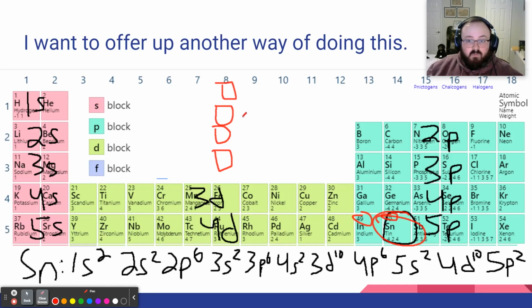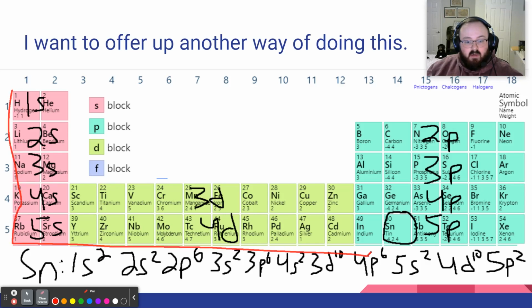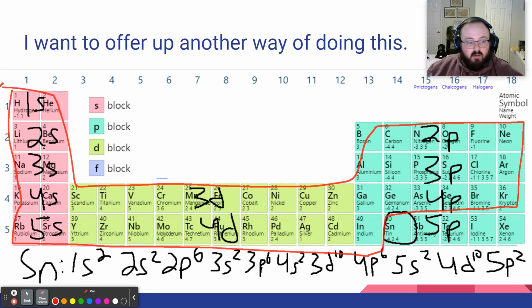We can skip that and start by saying, here's tin, it's all the way down here. Which means that everything above it and to the left of it, all of this stuff that I am circling right now, we know it's probably full. It is filled.